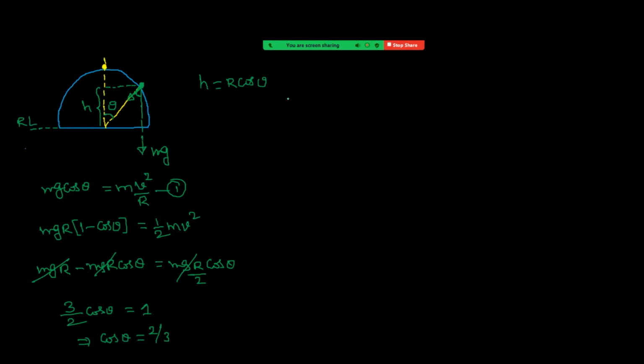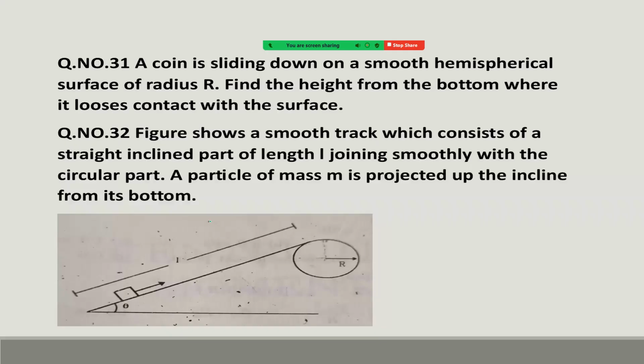That means the height from the base at which it loses contact is 2r upon 3. That is our answer. So we have taken the first force equation, next the conservation of mechanical energy, and solved those. Let us see the next problem.